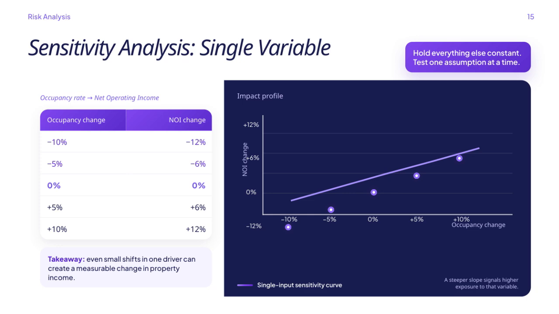The takeaway is clear. Even relatively small shifts in occupancy rates can cause measurable changes in property income, highlighting the importance of closely monitoring and managing this driver in risk analysis.